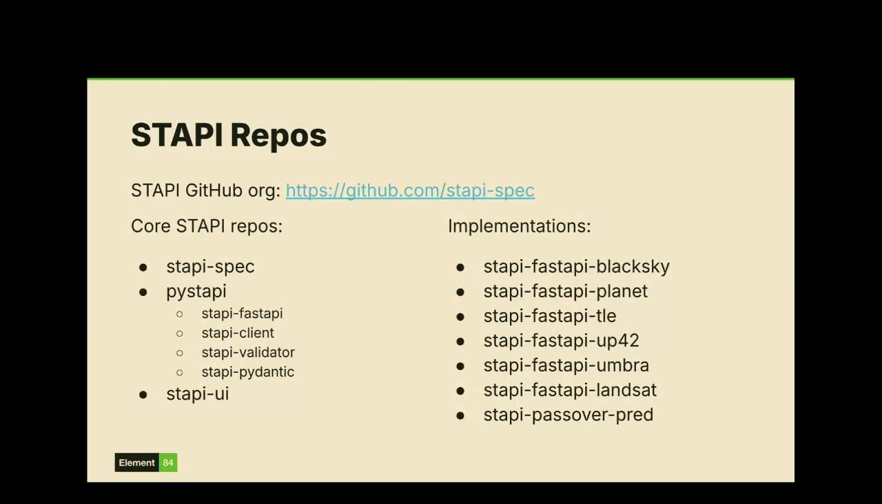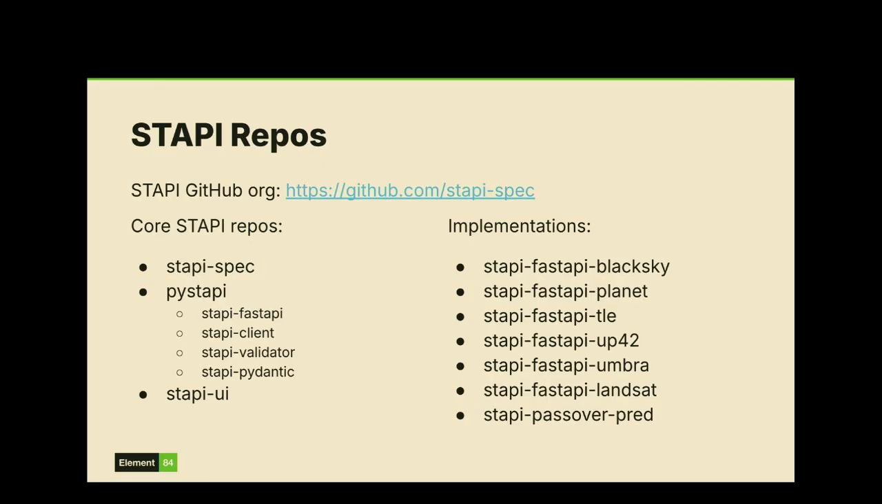The ecosystem, there's quite a few things out here in the STAPI spec organization on GitHub. We've got core repos, the spec repo itself, obviously. Then we have a Python monorepo called PyStapi. Inside there we have STAPI FastAPI. I'll be talking about that and showing an example of how you can use that to implement a STAPI instance. There's STAPI client, STAPI validator in there. Those are a little bit more beta, and STAPI pydantic models for all the requests and responses that is used by STAPI FastAPI and the client as well.